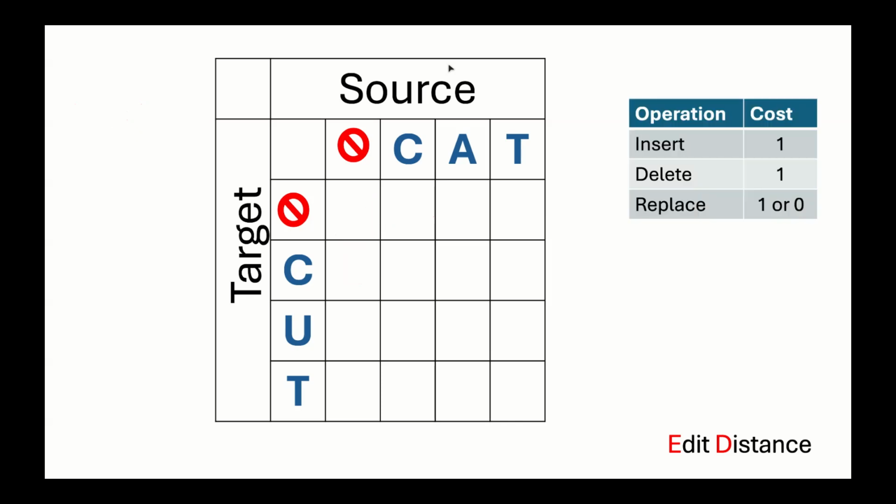We will fill our table in with the following permitted operations, which might be performed on each of the cells on the main table. Insert, which will have a cost of 1, delete, which has a cost of 1 as well, and replace, that can cost 1 if the characters are different, or 0 if they are the same character.